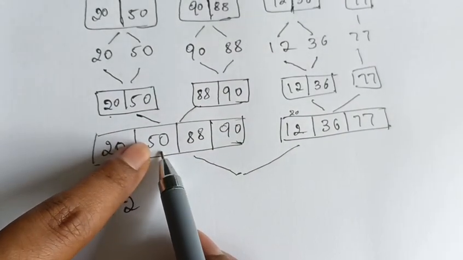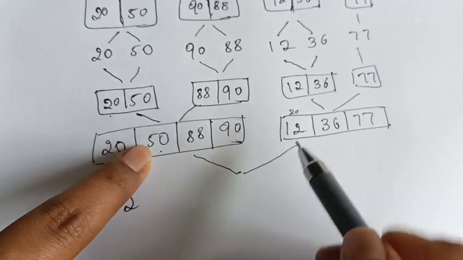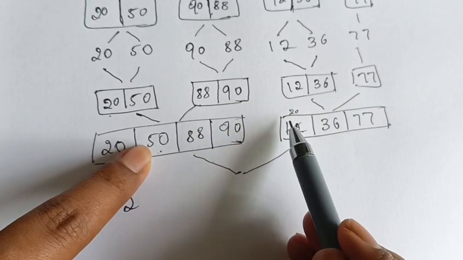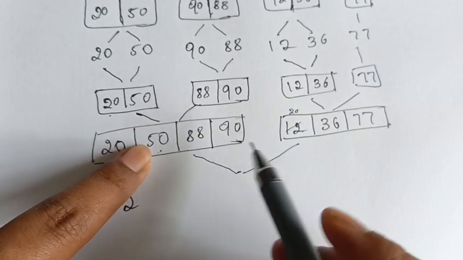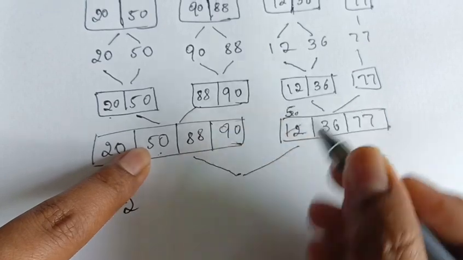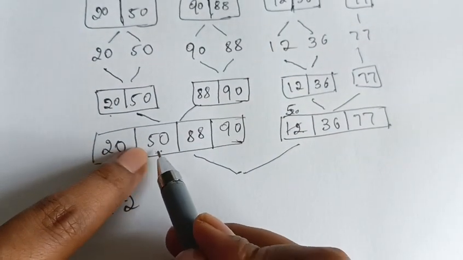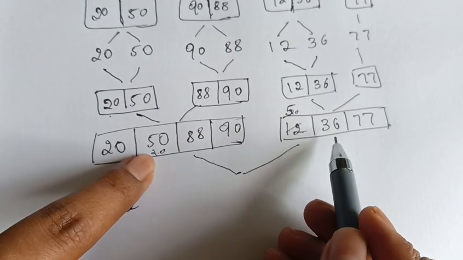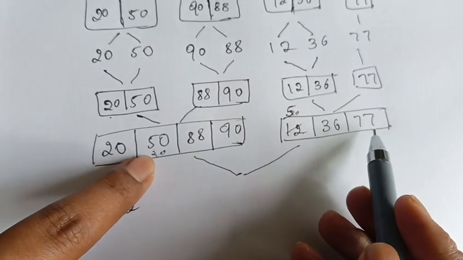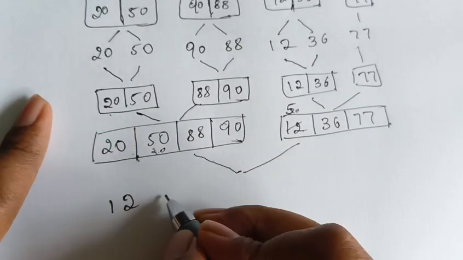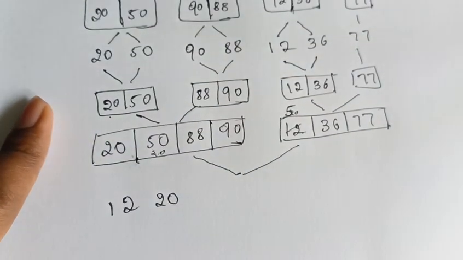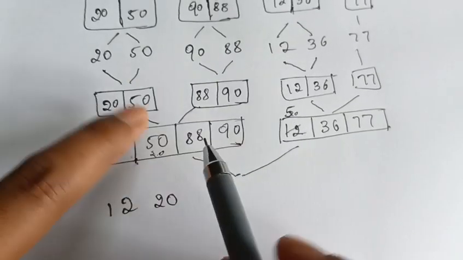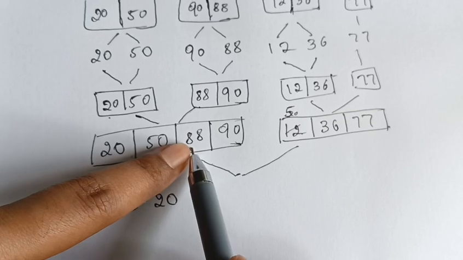Next digit. It is 50. Now this is not 12, it is 20. Is 50 less than 20? No. Condition is false. Swap. 50 will go here. 20 will come here. So compare. 20 is less than 36. Yes. 20 is less than 77. Yes. So I have to write this 20 in this place. Now I have 50 over here. Now I'll come to this one.